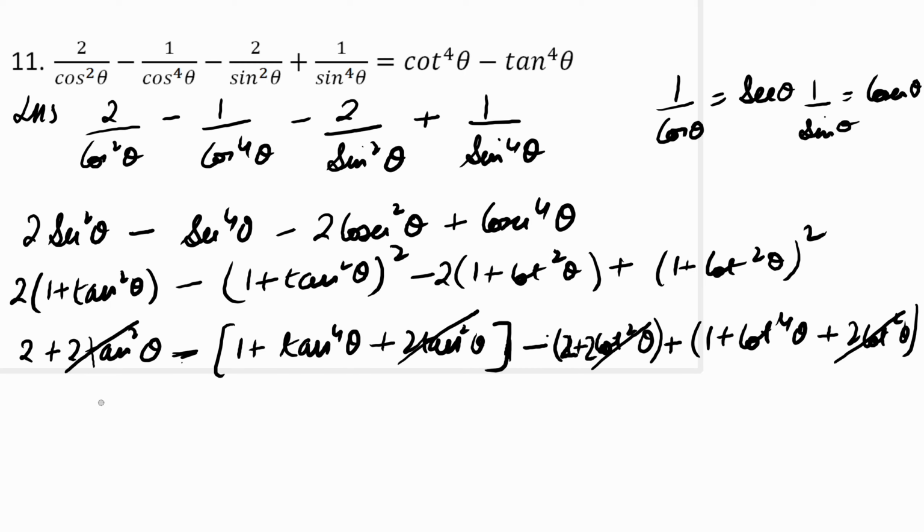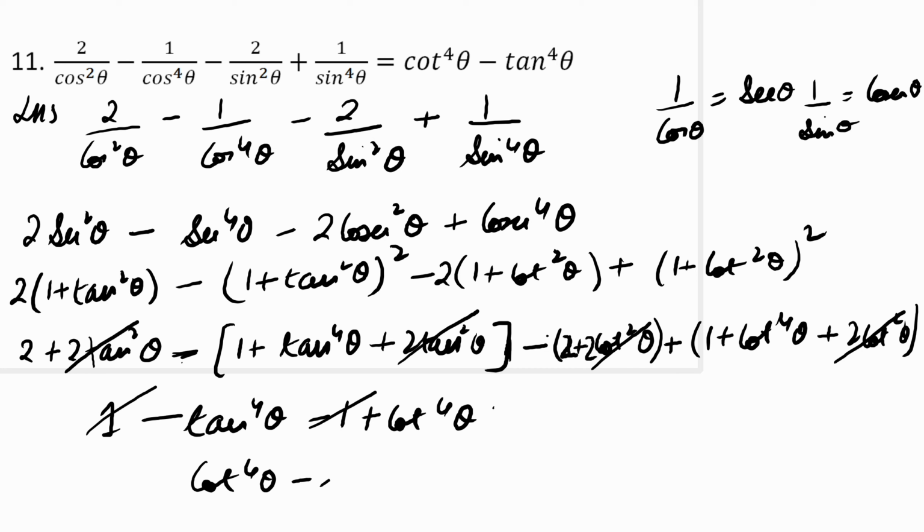2 minus 1 will become 1 plus tan 4 theta. And here it is minus 2 plus 1. It will become minus 1 plus cot 4 theta. Okay. Here you can see it will come out to be minus, because there is a minus sign over here. So my 1 plus 1 minus 1 will cancel out. It will become cot 4 theta minus tan 4 theta. This is the right hand side.